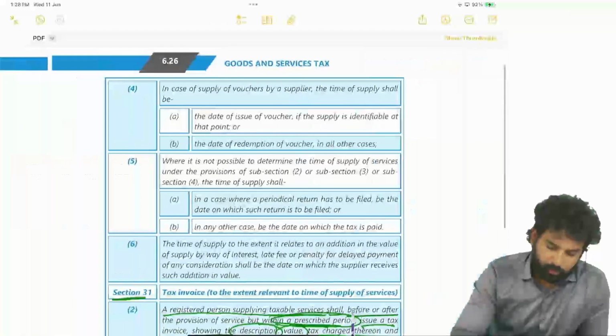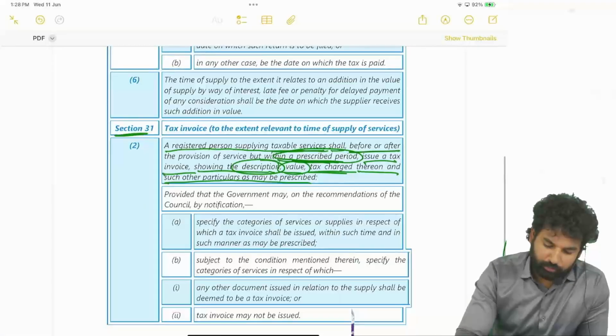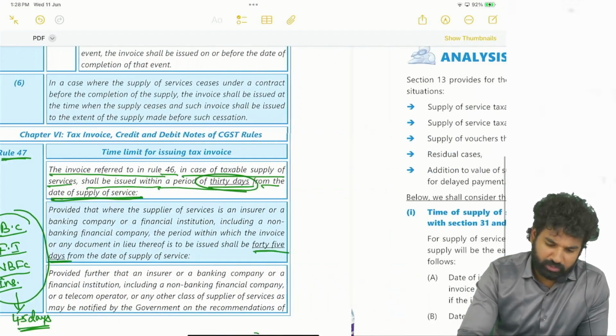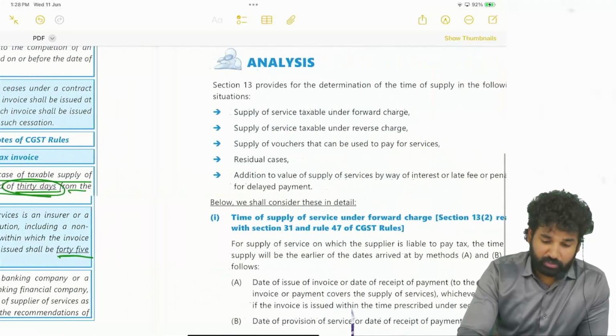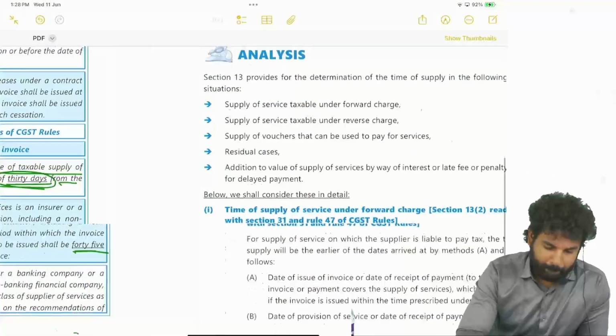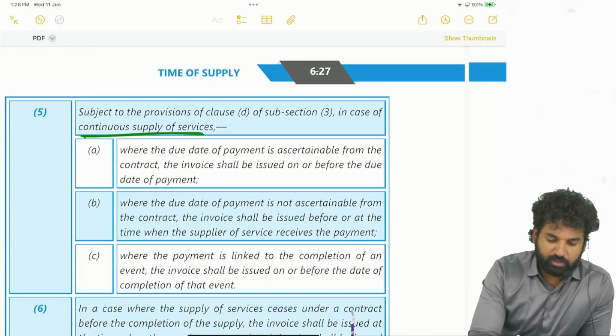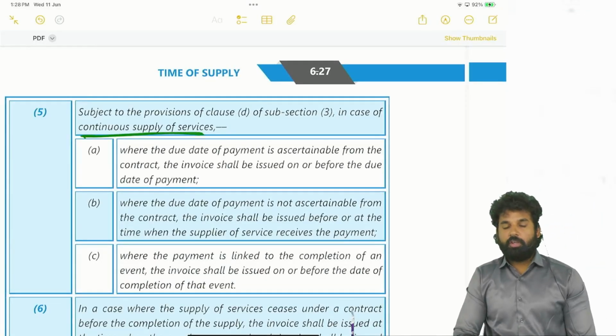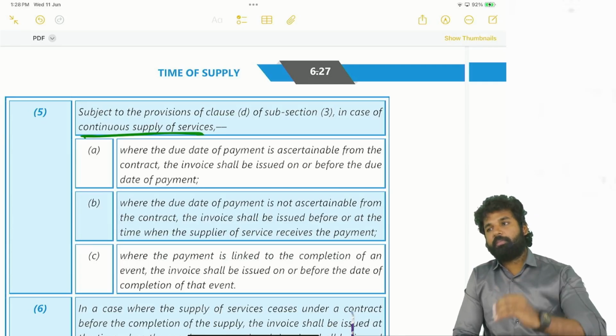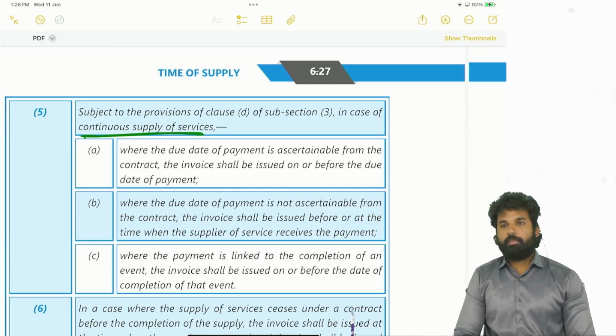Next, see here, now we will go on to the main provision. So actually we have this with respect to continuous supply of services: the date of invoice, the last date to issue invoice in case of continuous supply of service. So what is continuous supply of service? Continuous supply of service means when the service is being continued for a period of more than 3 months. That will be termed as continuous supply of service.